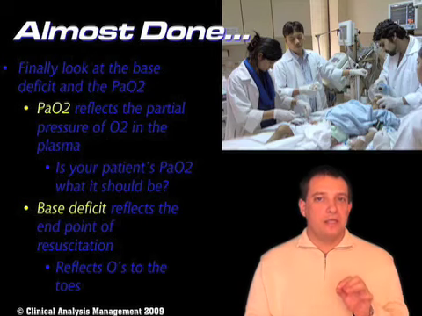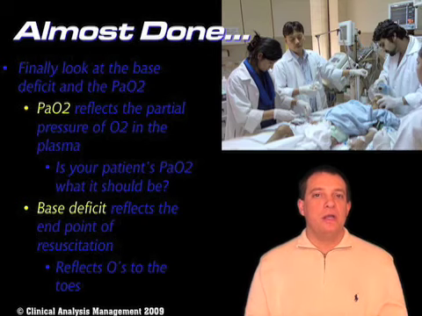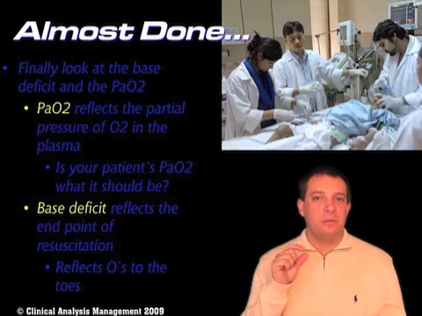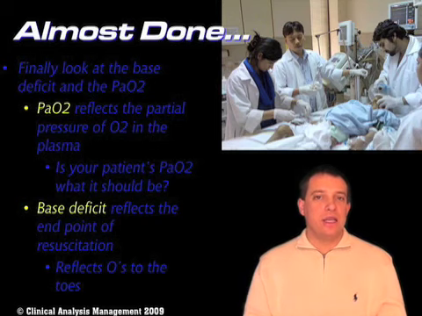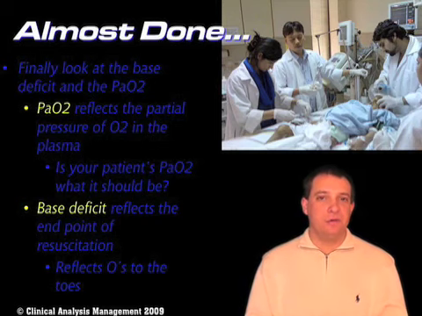When we talk about the base excess or the base deficit, we're talking about a calculated number. It's a number that's calculated based off of what the patient's pH is and what their CO2 is. And the machine does that for us. It calculates a base excess or a base deficit for us.